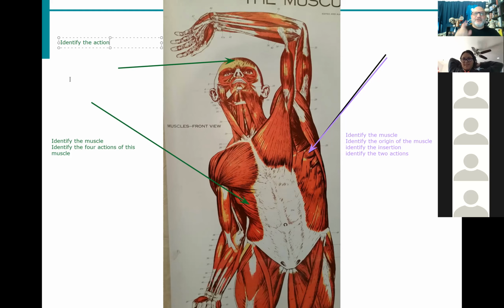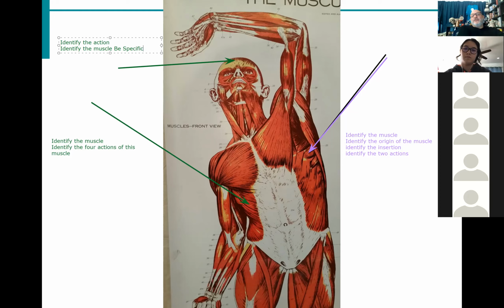Obviously, I would ask you to identify the action, but the second question I would ask is to identify the muscle, be specific. What would your answer to that be? Occipitofrontalis, frontal and occipital bellies. Am I pointing to both of those? No. The frontal belly, there you go. Exactly.